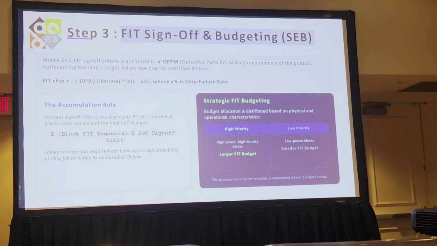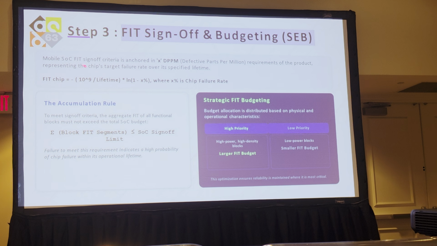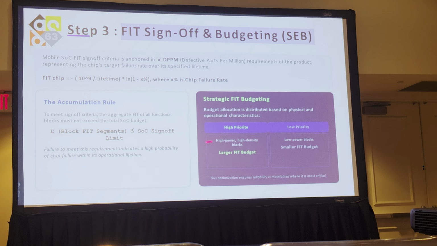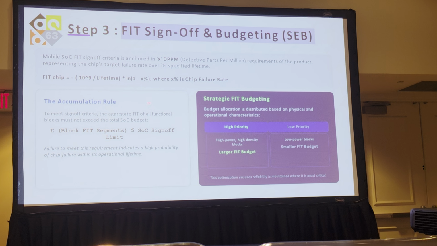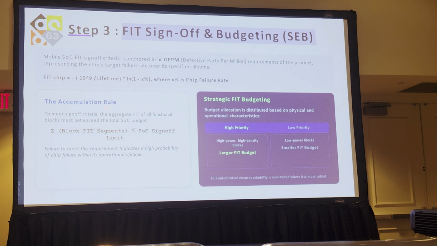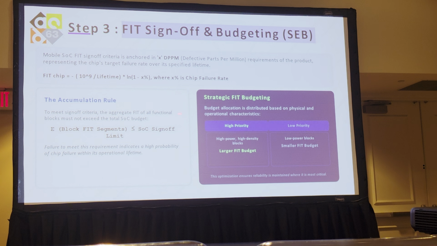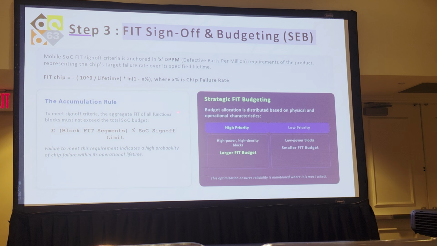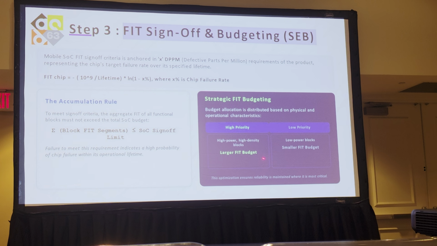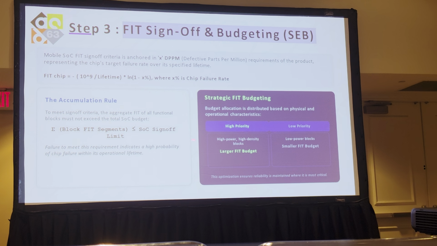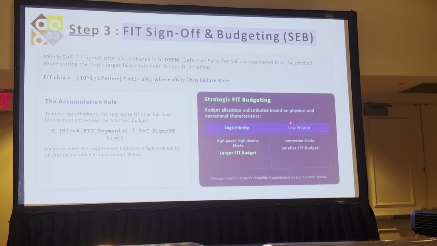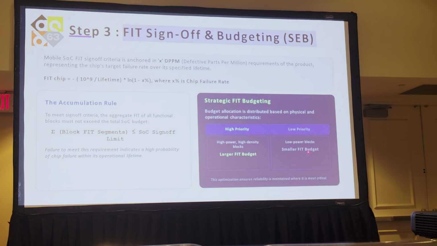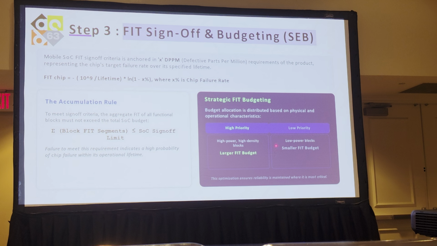I need to ensure that all the interconnects' FIT values of all the sub-blocks should be less than this final FIT value. And coming to the FIT budgeting, basically we'll have some compute cores like CPU, GPU, where it operates at high PVT conditions, high performance, high activity, etc. So for those, we'll be allocating a higher FIT budget, say like 80% of the FIT budget, etc. And for other low priority or low power dense blocks, we'll be allocating a lower FIT budget.